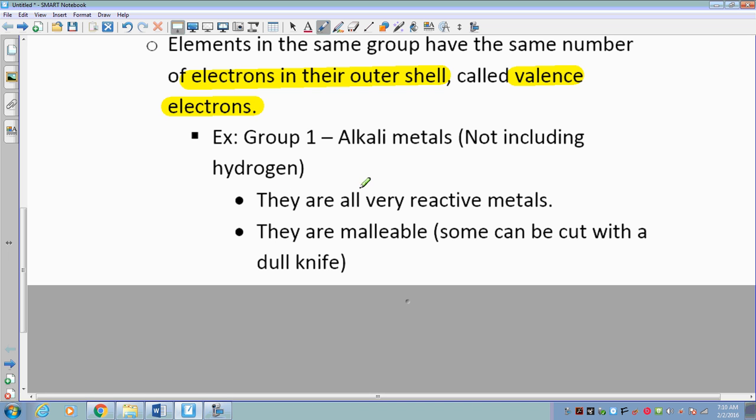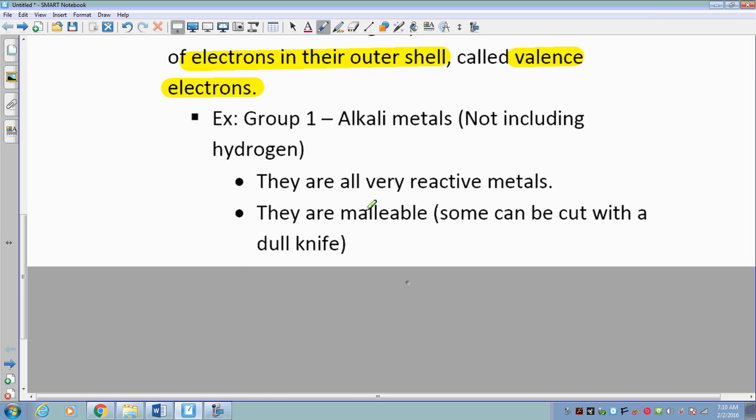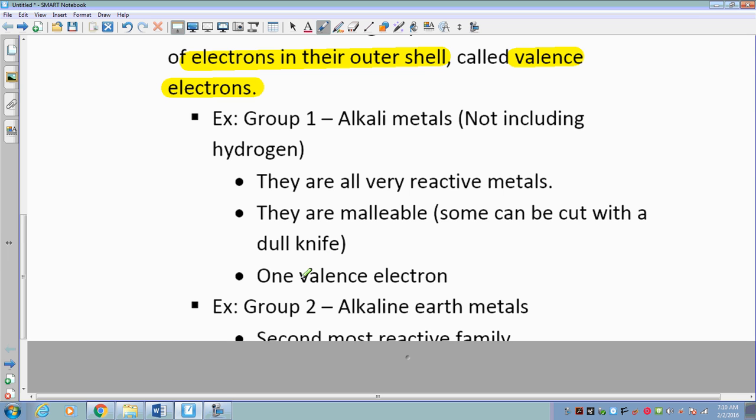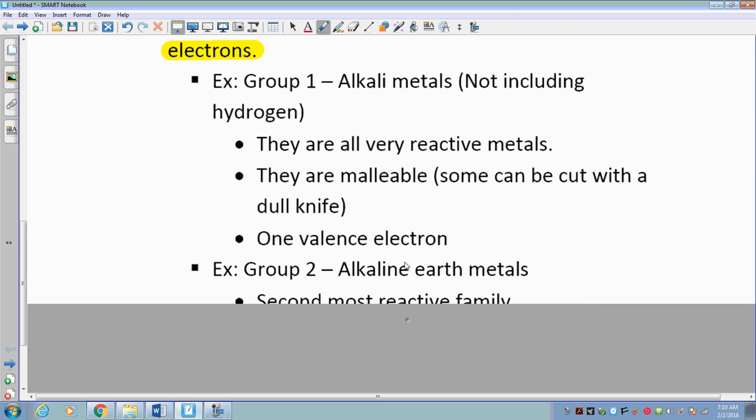Sodium is in group one. They're all very reactive. They're all very malleable. Some can even be cut with a knife, just like a piece of metal can be cut with a really dull knife. And they all have one valence electron, one electron in their outer shell.